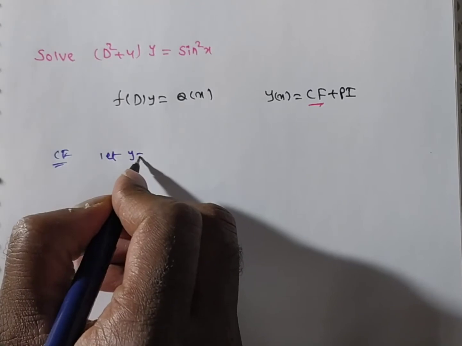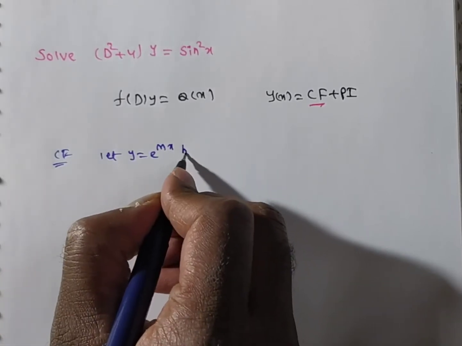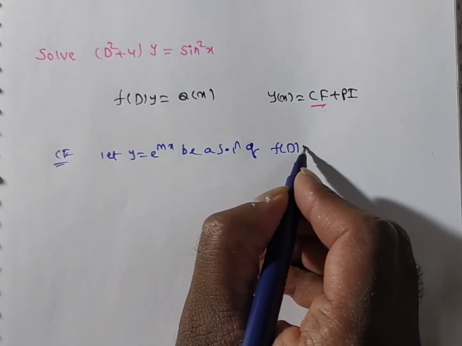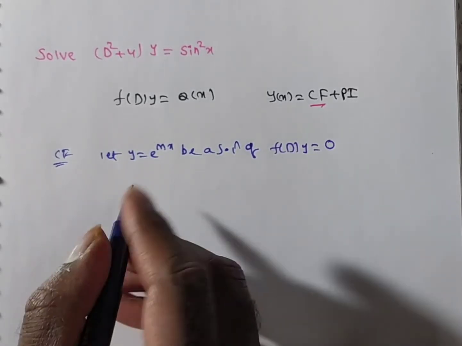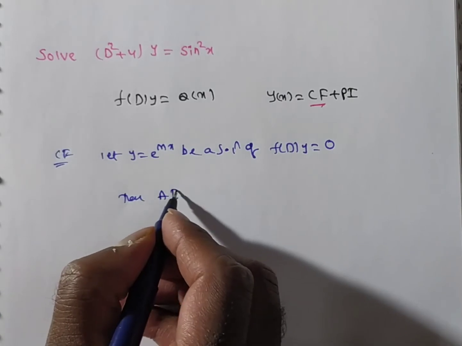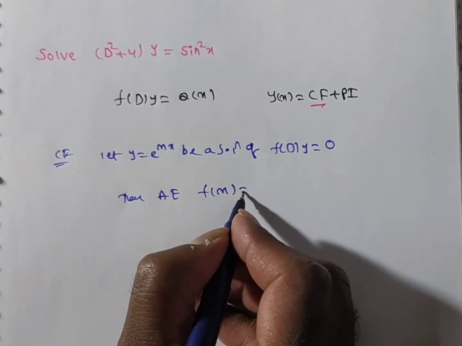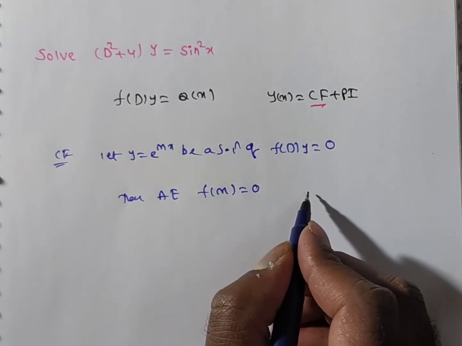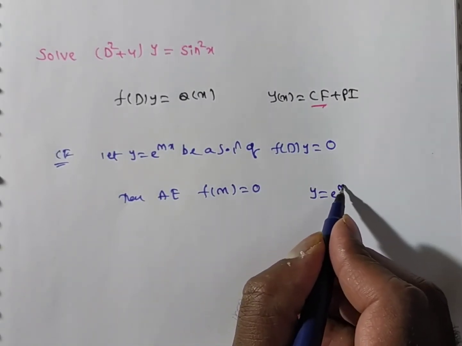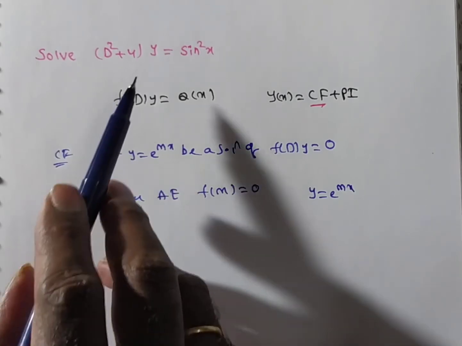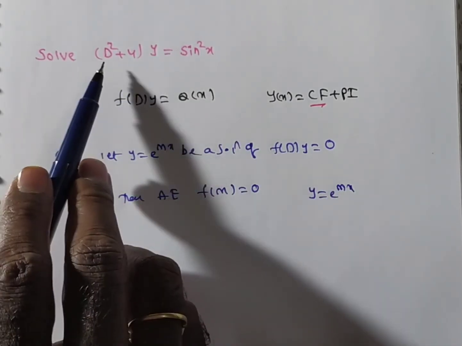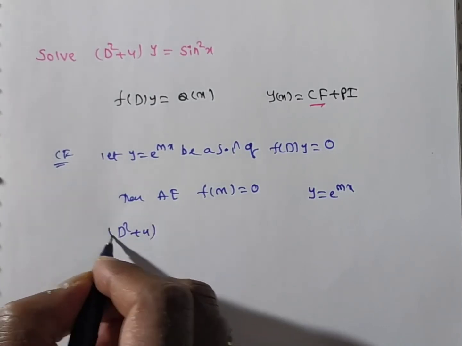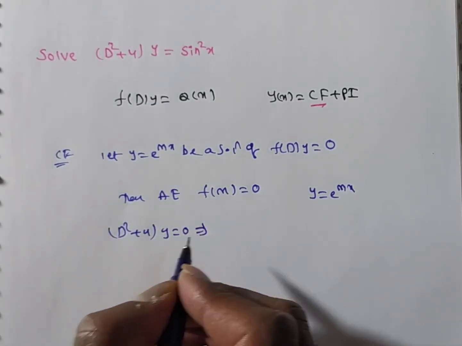Let y = e^(mx) be a solution of f(D)y = 0. Then we will get the auxiliary equation. What is the auxiliary equation? F(m) = 0. How can you get this? You see, friends, we consider y as e^(mx). Now, if you substitute y in this, where f(D) is D² + 4, so (D² + 4)y = 0, what will happen?